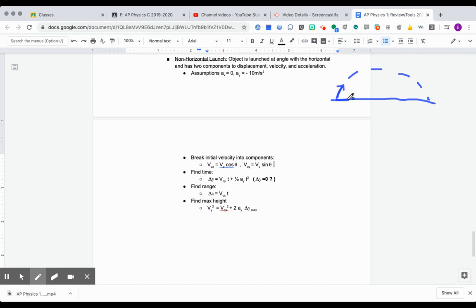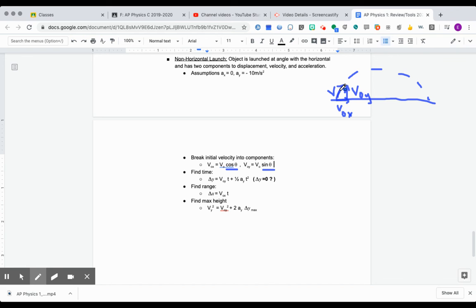So we must find the x and the y component to the initial velocity. We find that using what we know about vectors and their components. So we use trig to find the x component of the initial velocity. We take the initial velocity and we multiply by the cosine of theta to find the x component. To find the y component, we take the magnitude of the initial velocity and we multiply by the sine of theta to find the y component.